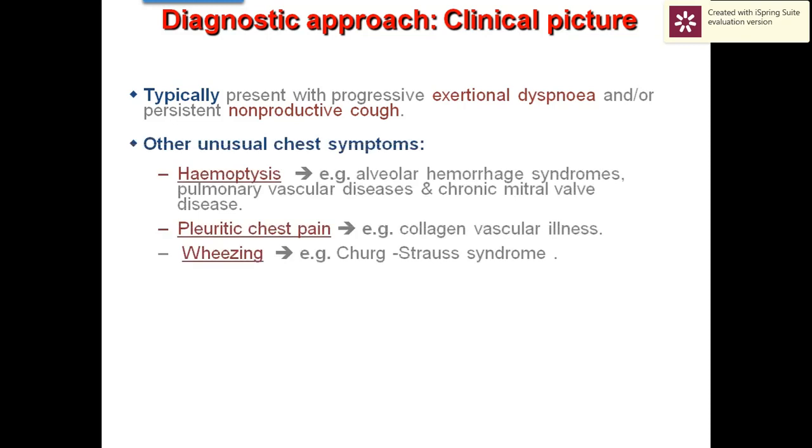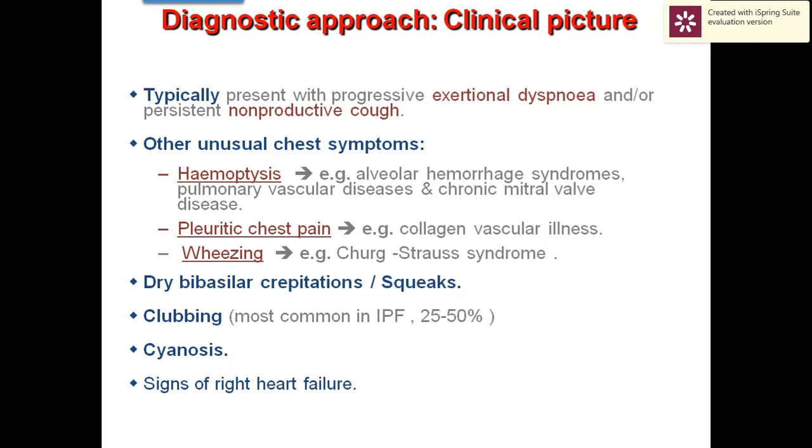The patient usually presents with progressive exertional dyspnea and persistent dry cough, sometimes hemoptysis in patients with alveolar hemorrhage or pulmonary vascular disease, pleuritic chest pain in collagen vascular disease, and wheeze in patients with Churg-Strauss syndrome. On auscultation, bilateral fine end-inspiratory crepitations, or sometimes squeaks. Does it change with cough? When you ask the patient to cough and re-auscultate, the crepitations will not change. Fine end-inspiratory crepitations at the late inspiratory phase, which do not change with cough, are soft and high pitched.